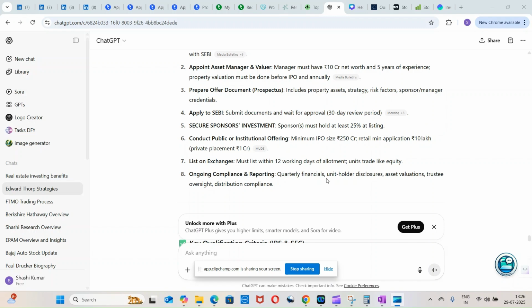Ongoing compliance and reporting. This is an ongoing process. Quarterly financials you need to share. Unit holder disclosures you need to give. Asset valuations you need to give. Trustee oversight should be there. Distribution compliance. So these are the things that you need to take care of.